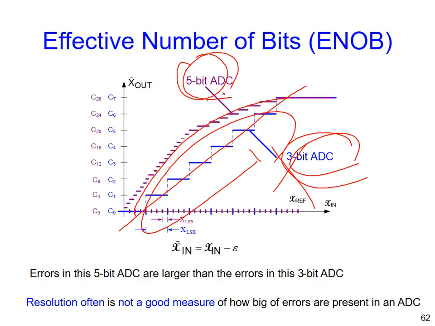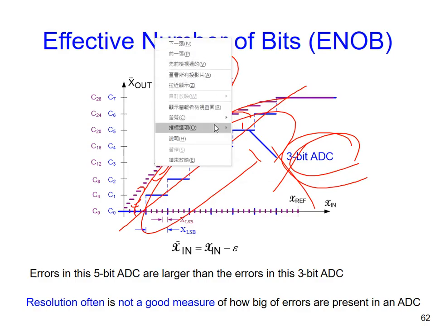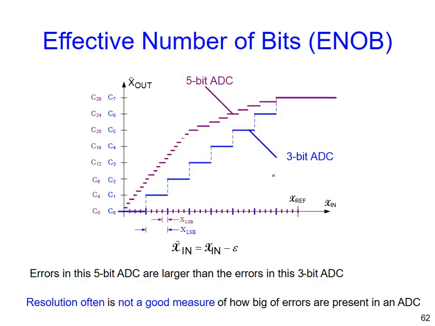So nominally, you will say, how many bits do you have? The more bits only means the more steps, right? That's it. But does the more steps mean the better linearity? Oh, no. These two are very good examples for you, right? Not definitely. Okay? So resolution, how many bits, usually is not a good measurement.